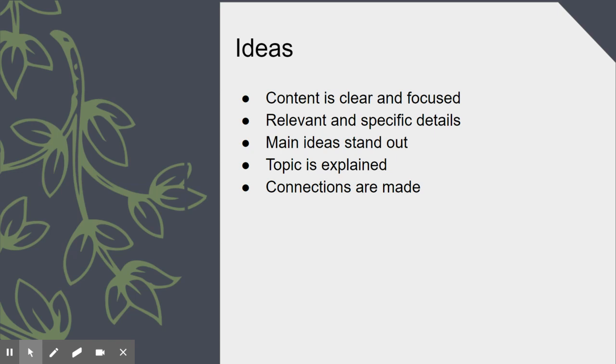Our main ideas need to stand out so that by the time we get to the end of our writing piece, I know exactly what you wanted me to know. The topic is explained. So, again, if our writing is clear, focused, we're using a lot of details, and our main idea is clear, that means the topic has been fully explained. And then lastly, connections are made. So when we're putting all of this together, connections have been made, putting all of our ideas together to form a cohesive main idea.